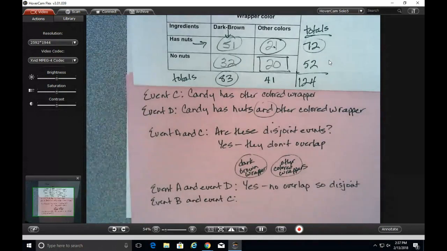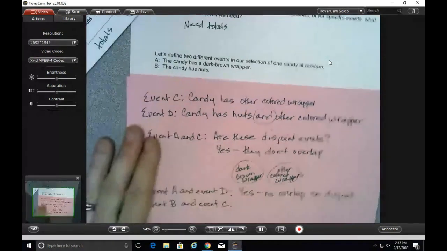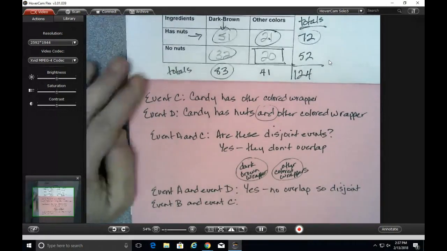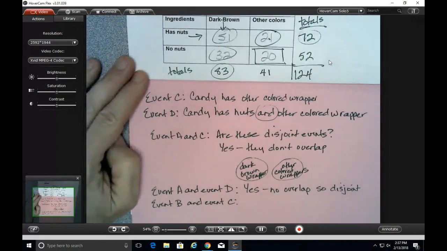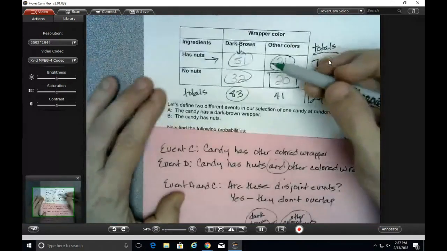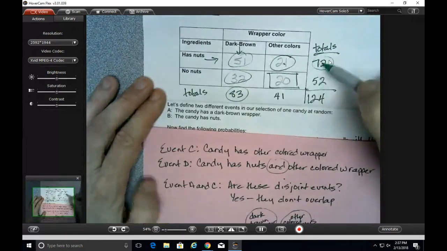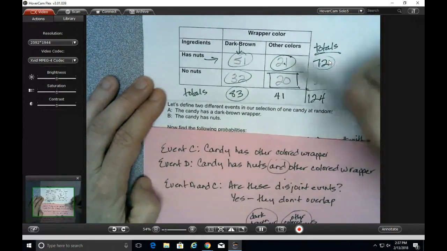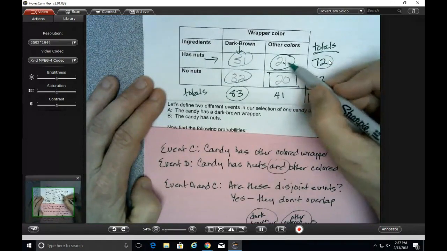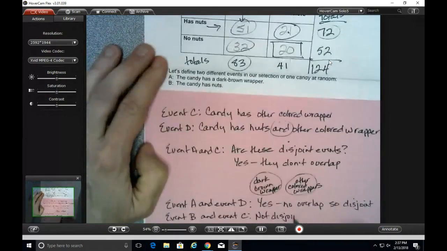How about event B and event C? So B was that it has nuts, and C is that it has another colored wrapper. Are those 2 disjoint, or can they have some overlap? Yeah, they have overlap. If you look at them in the table, one is a row and the other one's a column. That usually means that they're going to have an overlap. B was that it has nuts, so that would be this row. And C is that it has another colored wrapper, so that would be this column. So yeah, they do have an overlap right there. Those 2 are not disjoint.